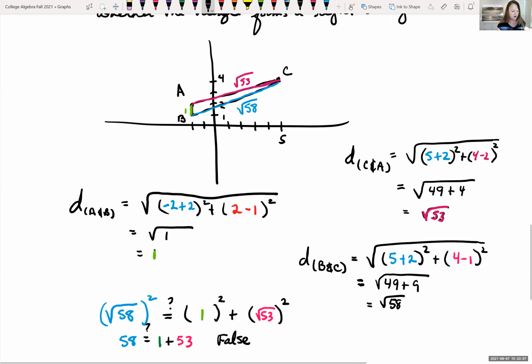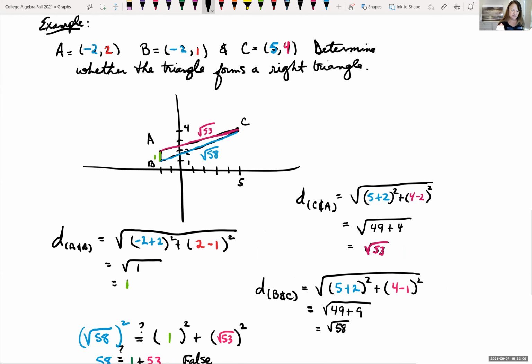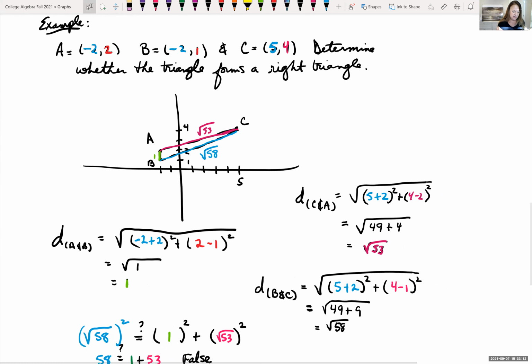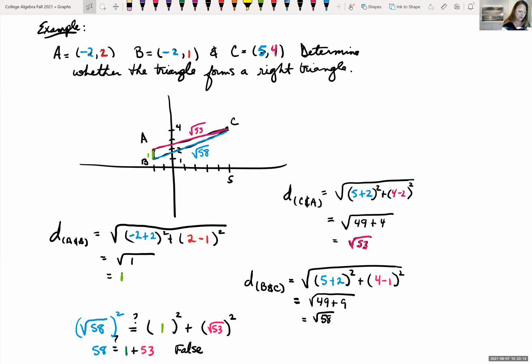So we wanted to know did the 3 points form a right triangle? And the answer to our question is no, because the Pythagorean theorem didn't hold true.